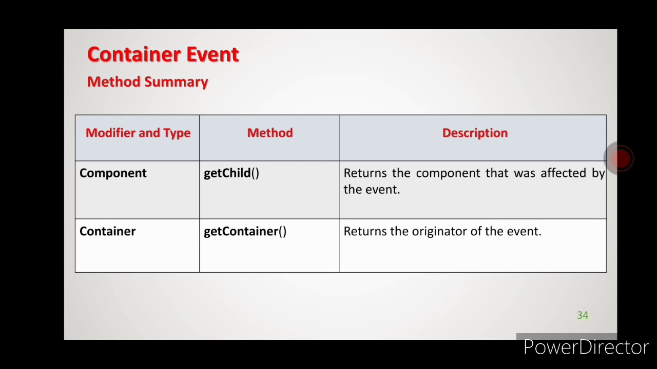Next, getContainer. It returns the originator of the event, meaning from which container the event is generating. That container it will return. This is about the method summary which is used in the container event.